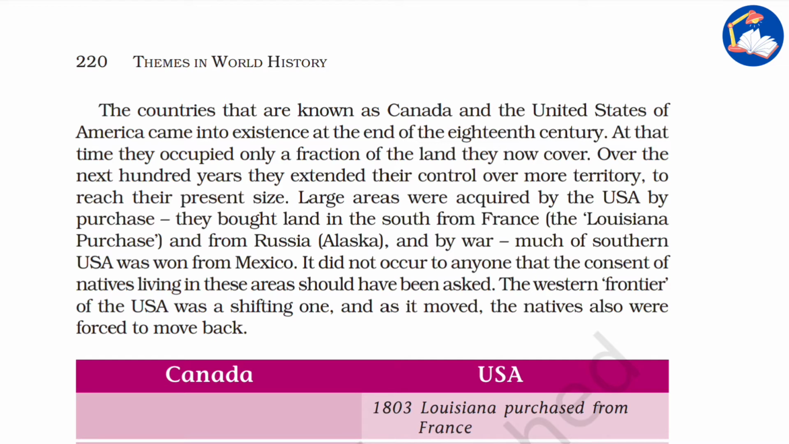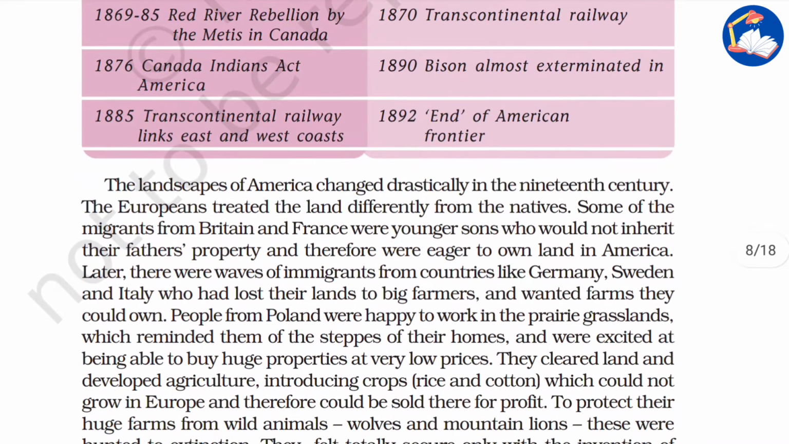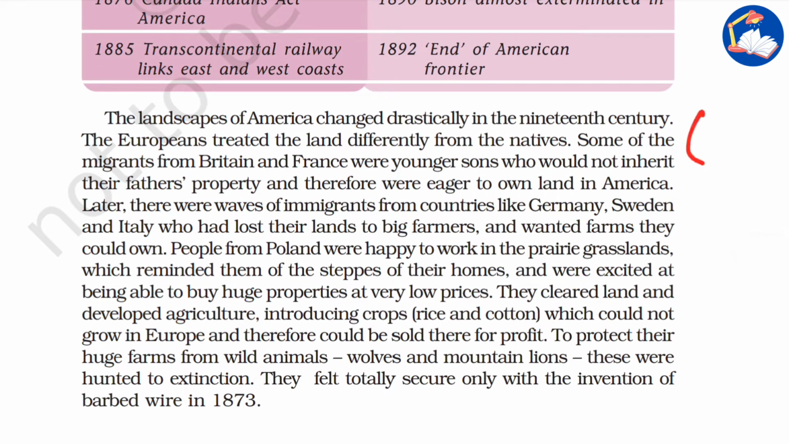The countries known as Canada and the United States of America came into existence at the end of the 18th century. Over the next 100 years, they extended their control over more territory to reach their present state. That is what I explained before. They gained, acquired, bought up or fought wars to acquire territories, which we now see as Canada and America. The landscapes of America changed drastically in the 19th century.